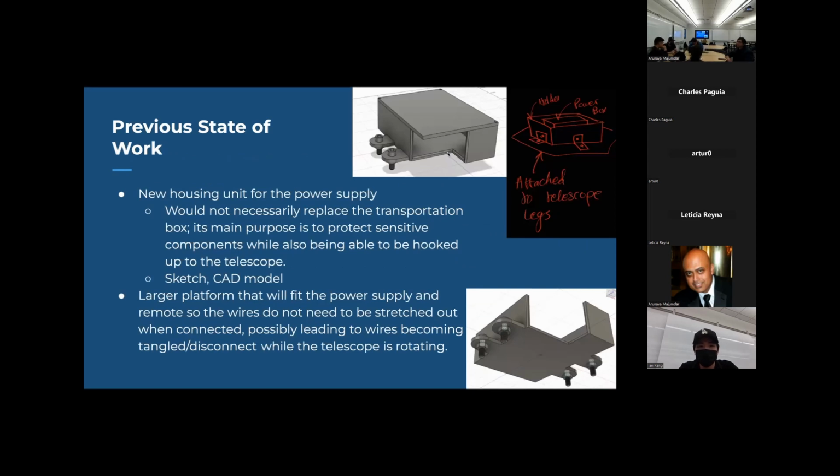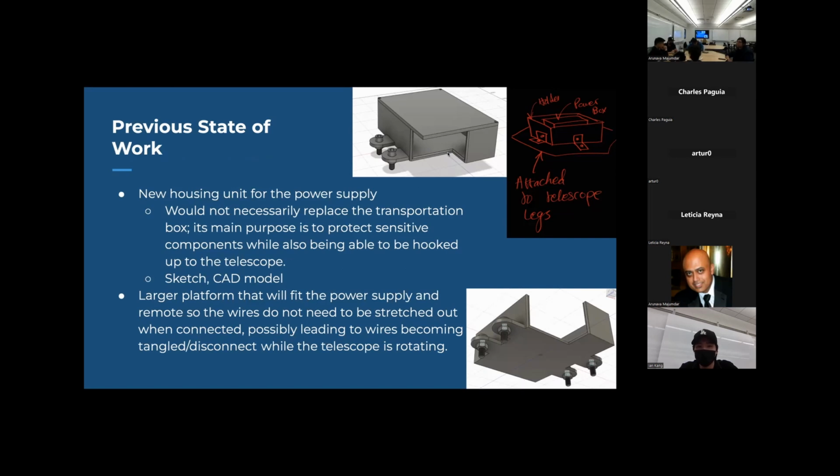Another method of state of work was to make a new housing unit for a power supply. This method is not just replacing your transportation box, but protecting the sensitive components and the wires that are connected to the telescope. With the method, there would be use of CAD modeling and 3D modeling software to do it.